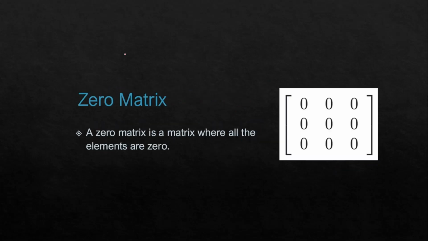And what's a zero matrix? A zero matrix is when everything is 0. 0, 0, 0, 0. It doesn't matter what the rows are, what the columns are. There needs to be rows and columns to be a matrix. But if every single number, every single element is 0, this will be called a zero matrix.